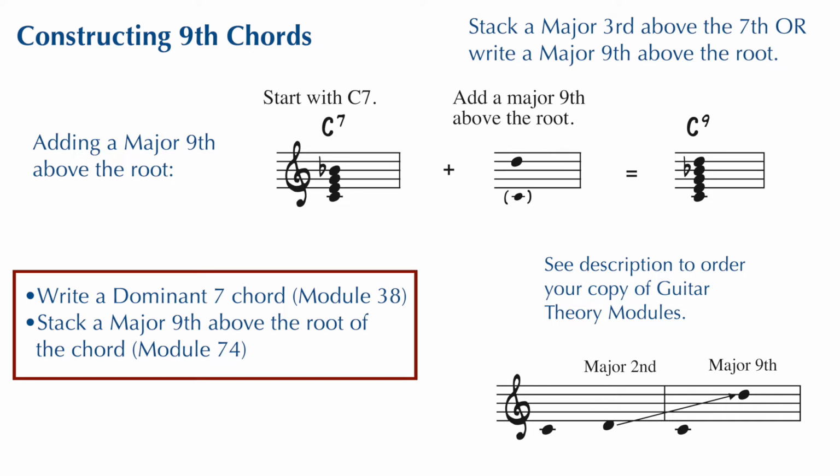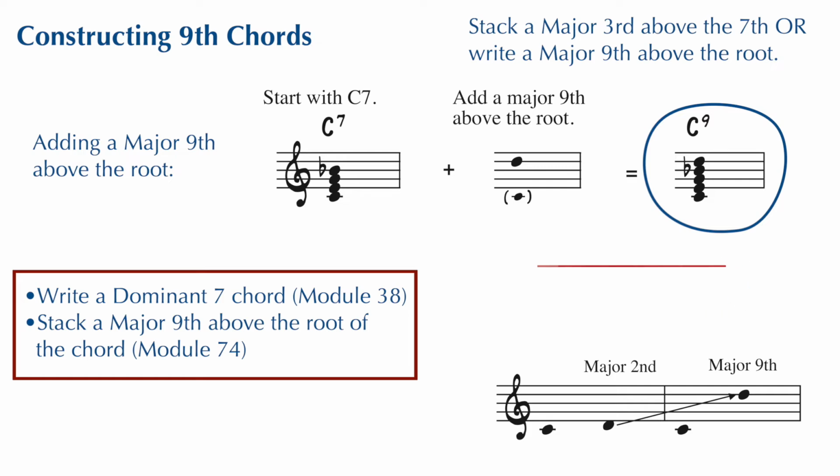We're going to build a C9 again, but we're going to use this method. First, we write a C7 chord, C, E, G, and B flat, and then we add a major 9th above the root. The root is C. A major 9th above that C is this D. Stack those all up and you have a C9. C, E, G, B flat, and D. So it's a different approach from the first way, but it's the same result.